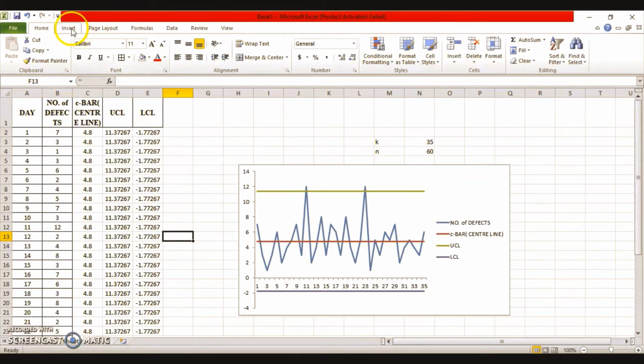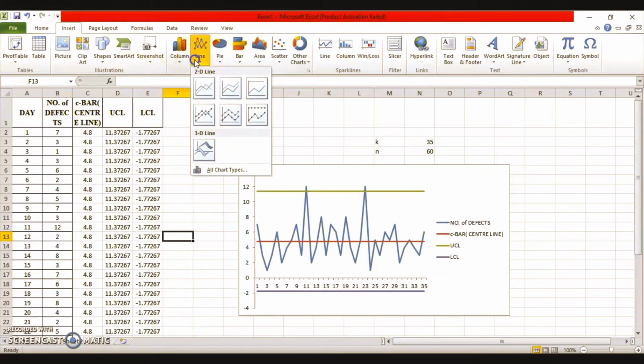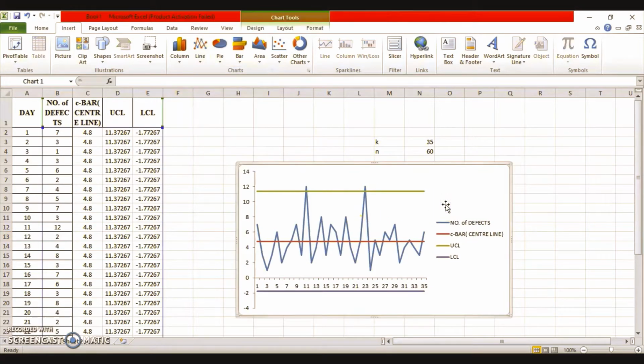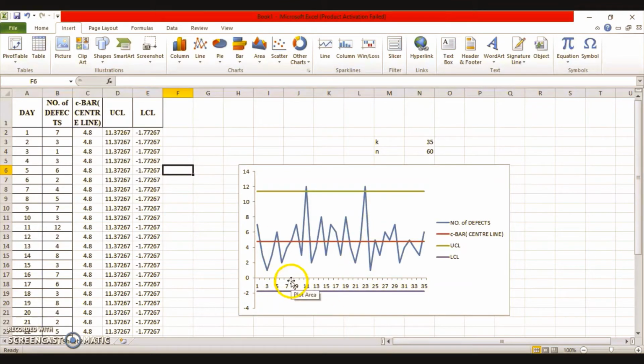For that we selected Insert, and went to the line graph after selecting the 4 values, and this way we found this line graph. Now you can see from this line graph, the upper control limit has been crossed by 2 points, point number 11 and point number 23. And the lower control limit is negative, and because it is negative, it is lying below the x-axis.